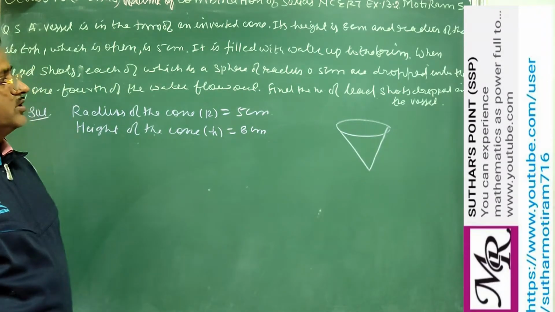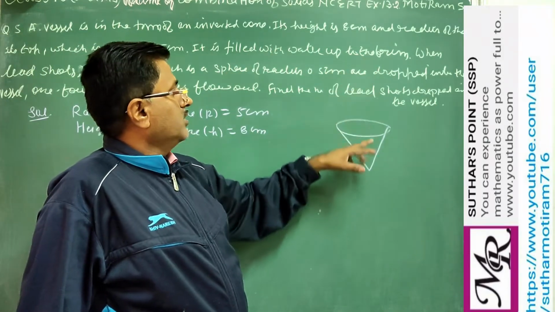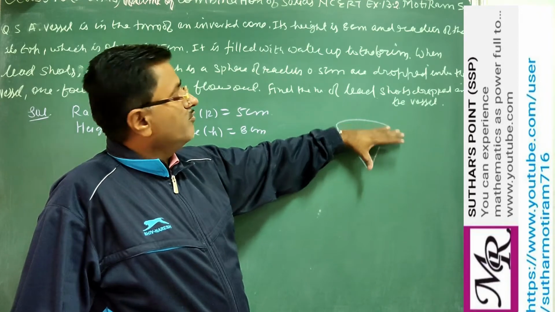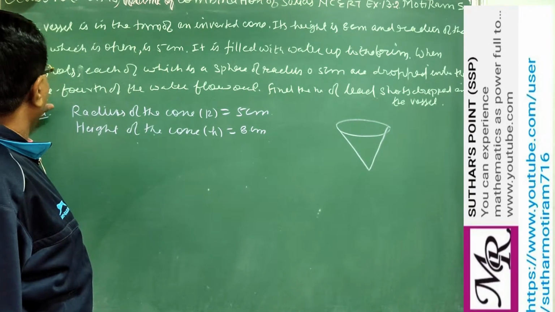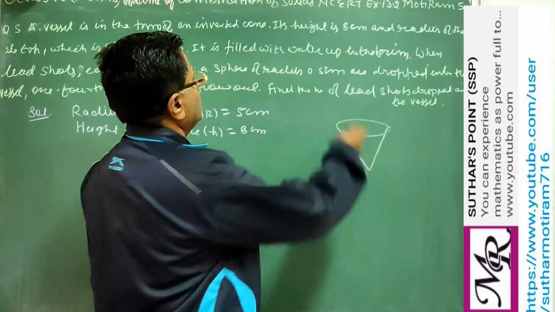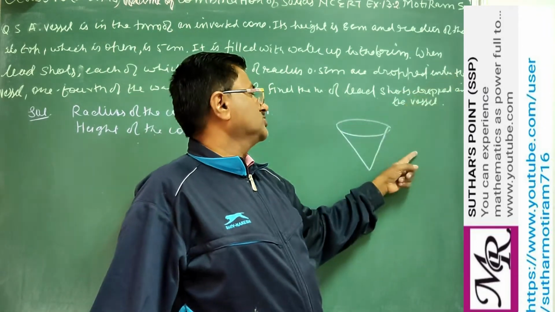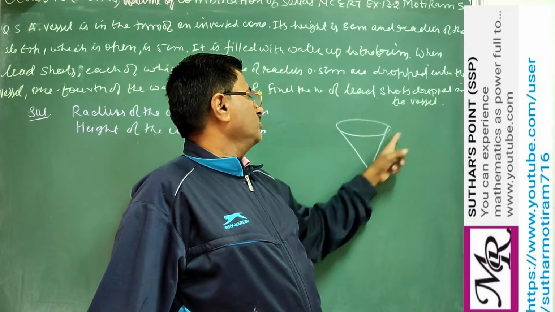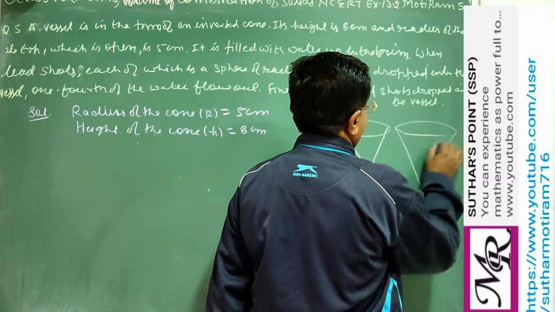It is filled with water up to the brim, meaning completely full. Then lead shots, each a sphere of radius 0.5 centimeter, are dropped into it. So spherical shots we are putting in this form. Clear? When you put them inside, it's like this.